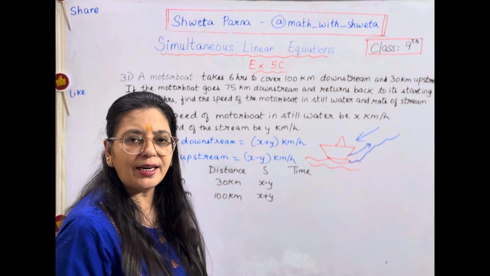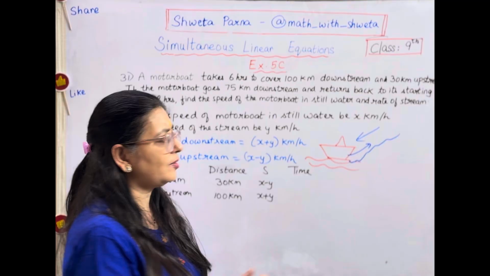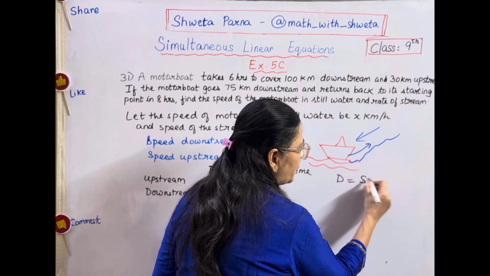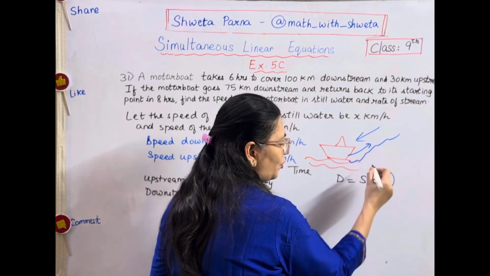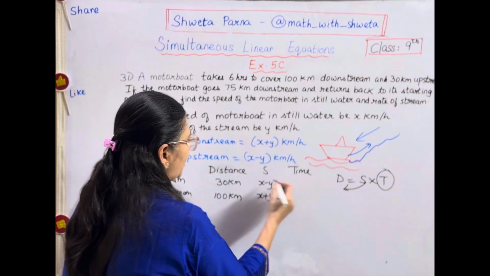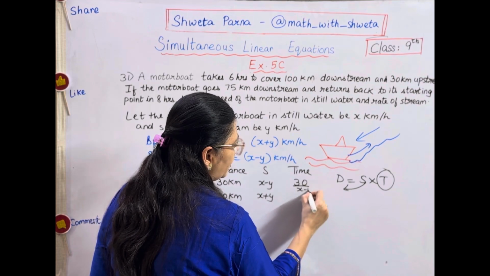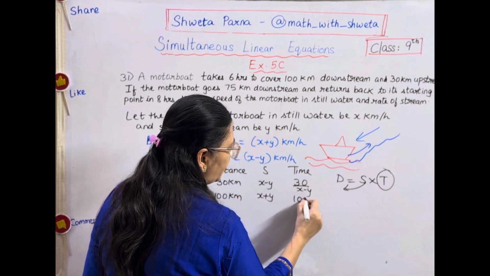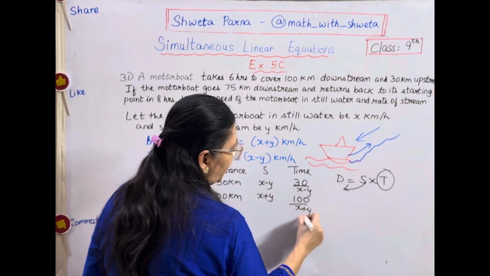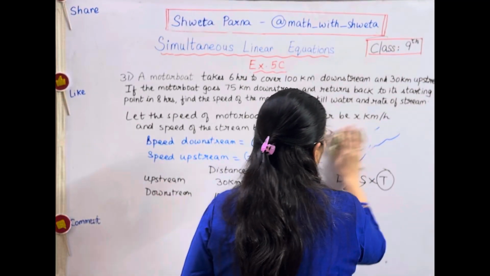Okay, how do you find time, children? Time is distance upon speed, because distance is equal to speed into time. So if I want to find time, it would be distance divided by speed. So time over here would be 30 upon x minus y. Here it would be 100 upon x plus y. This part is clear? Come on, let's go ahead.